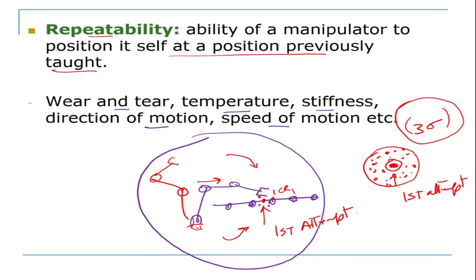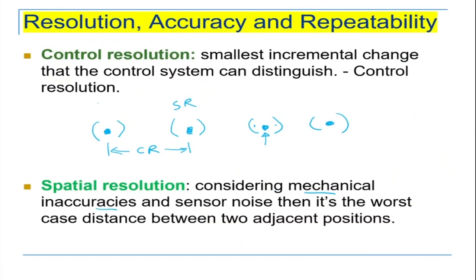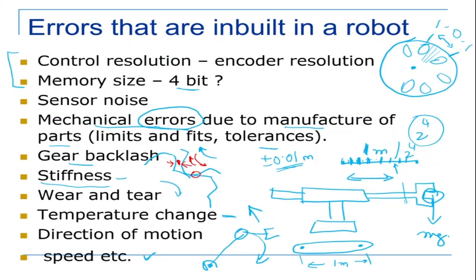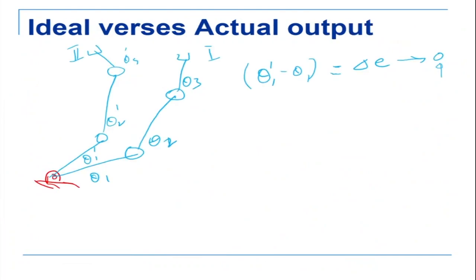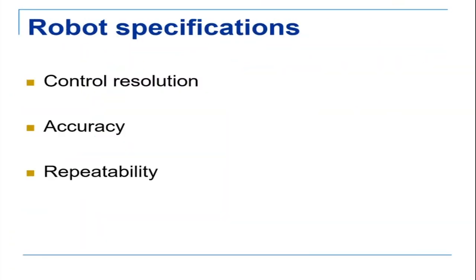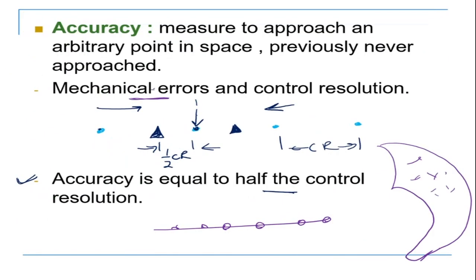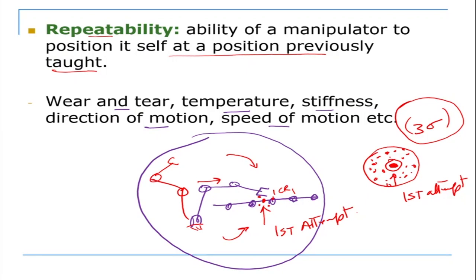So there are 3 kinds of errors that we have seen. The first kind of error is because of control resolution and memory size, the encoder and the memory size. Then there are mechanical errors due to manufacture of parts, limits, fits, tolerances, backlash, things like that. This is the one that causes accuracy errors. And then we have the other kind of error which causes repeatability: stiffness, wear and tear, temperature change, direction of motion, speed, etc. All these errors together make the robotic system not very ideal. So if you wanted the manipulator to go to some point in space, it will probably go somewhere near there, and that will be defined by this repeatability of 3 sigma.